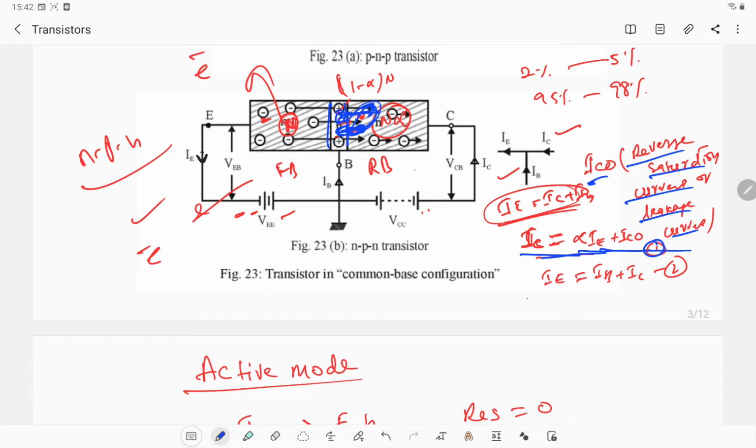It is equation number 1, and the second equation, IE is equal to IB plus IC. So these are the two important equations. IC is equal to alpha into IE plus ICO. Here ICO is nothing but the reverse saturation current or leakage current. This is due to, in the collector region, minority charge carriers being holes, that are moving towards the base. In the base region, minority charge carriers are electrons. These electrons move towards the right, and electrons and holes recombine. Due to this recombination there is a leakage current ICO.